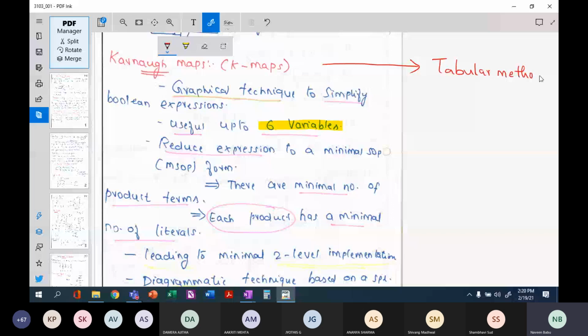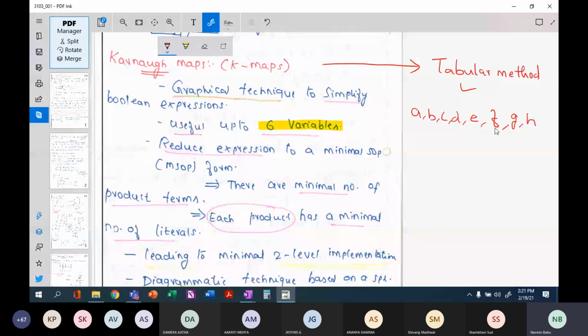A tabular method of simplification: whenever the K-map fails, we use this tabular method. The tabular method is slightly lengthier, and at the same time it is very effective when your variables are large. If you have 6 variables, say A, B, C, D, E and F, it is easy only if you go in for a tabular method when your variables are more than 6. Even if your variables are 6, you can go in for a tabular method. If your variables are more than that, say G and H, then definitely the tabular method is important.